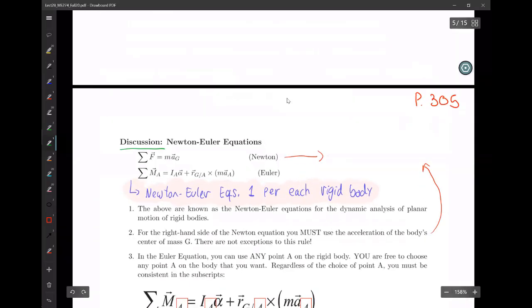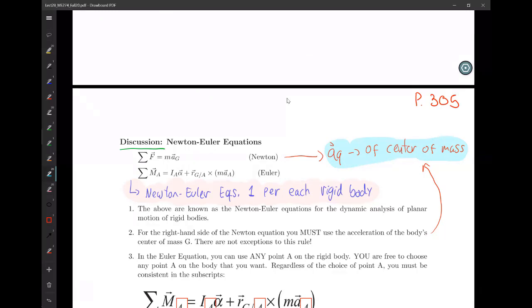Newton-Euler equations essentially are telling us the following. To know how a rigid body is moving, we need to calculate the summation of forces on the rigid body, and that it's equal to the mass times acceleration of the center of gravity. Extremely important, of the center of gravity, right? We cannot choose any other point for Newton's equation.